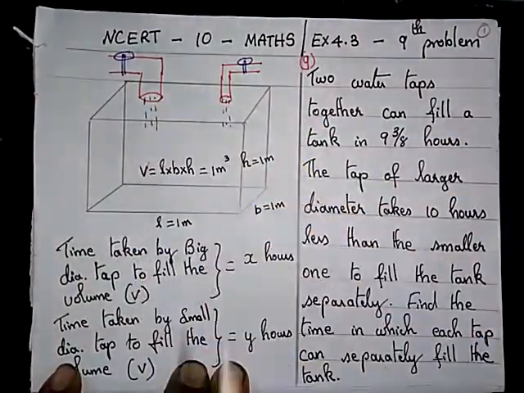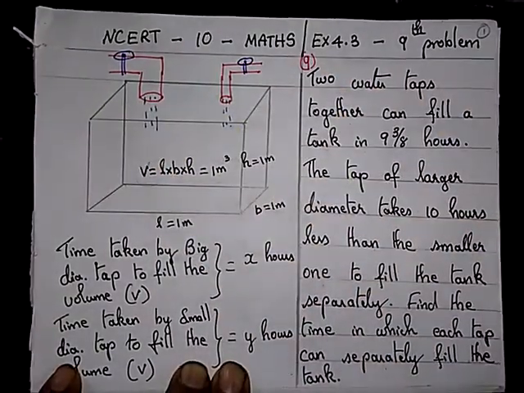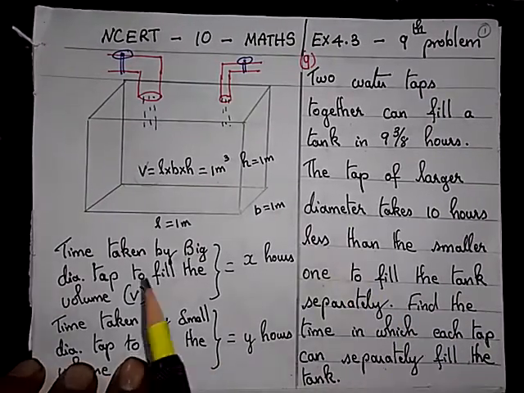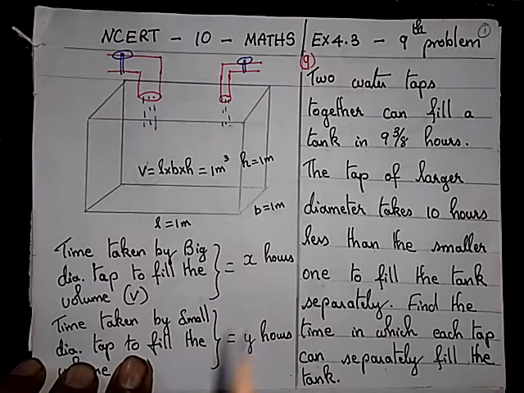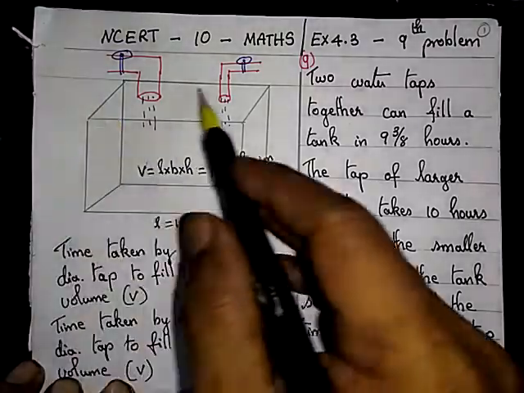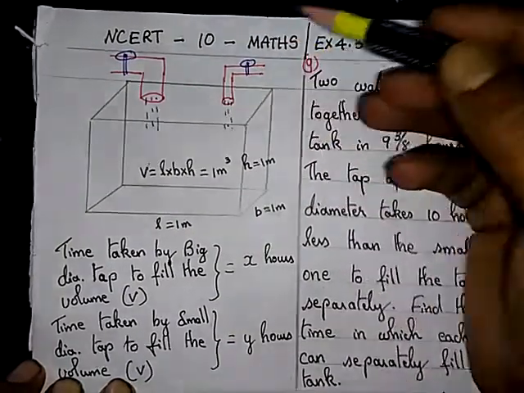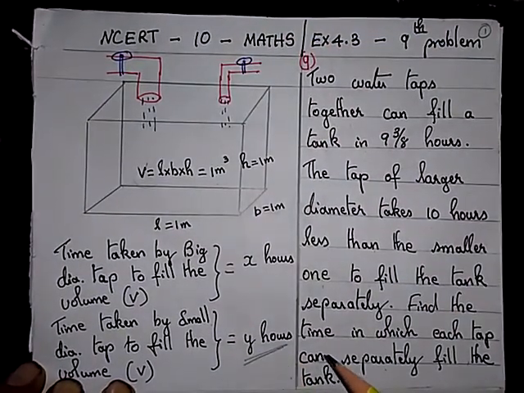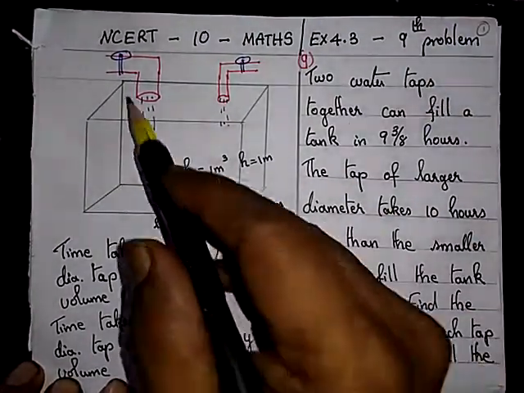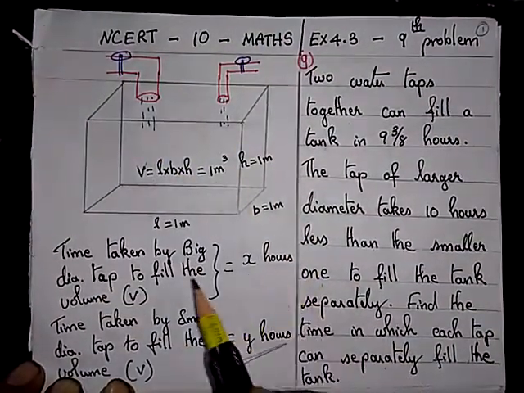So you have two taps. Two taps are operated separately. The big tap takes 10 hours less. See, the time taken by the small diameter tap to fill the entire volume, when the bigger tap is closed and the smaller one is open, will be Y hours. Now this is closed and all the water is drained out. Now you are opening the bigger tap. This will take X hours to fill this volume.